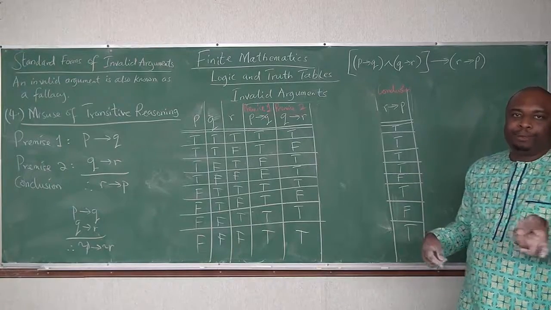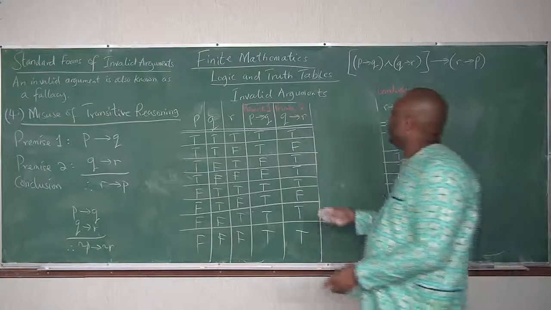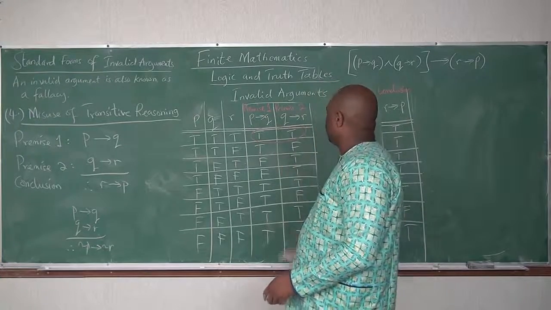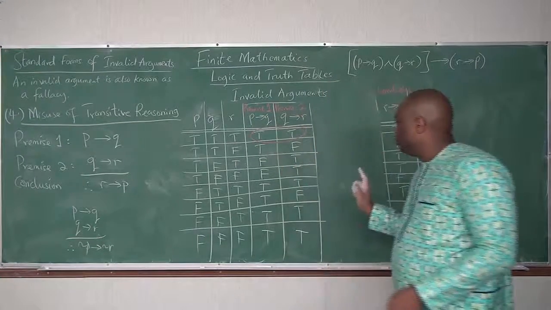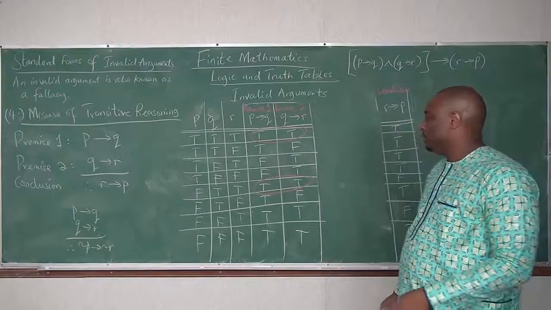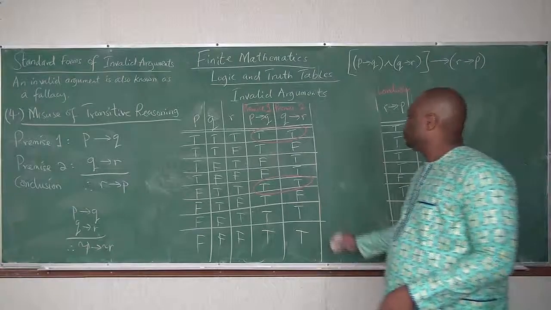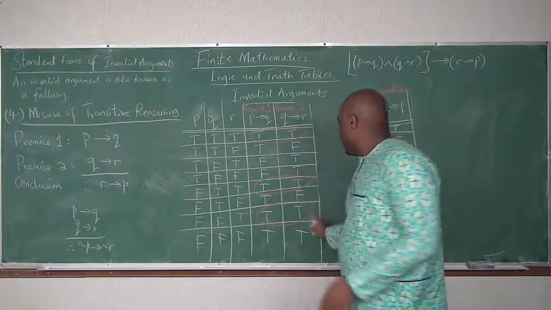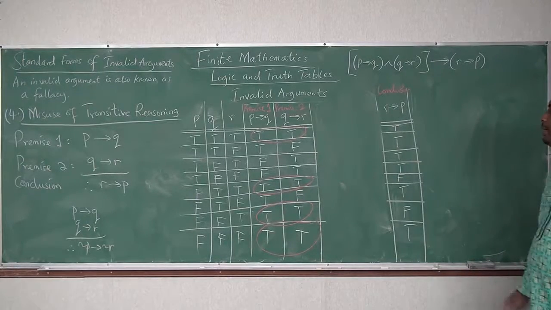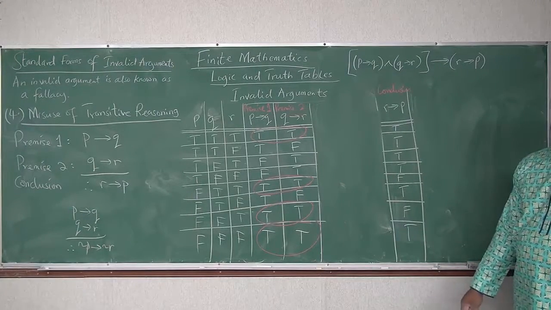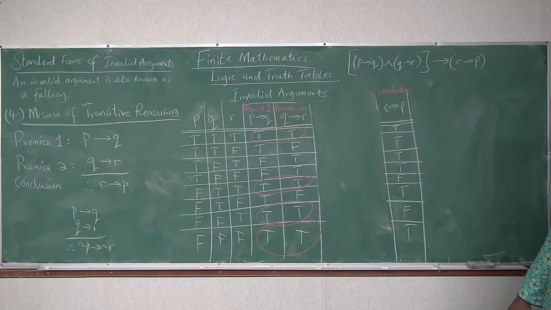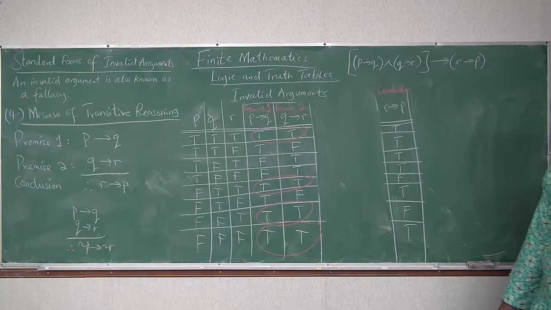Now I look for the cases whereby both premises are true. So I have this case here, this case, this case, and then I have this case. There are 4 cases whereby the premises are true. Okay? Now let me check the conclusion in each case.